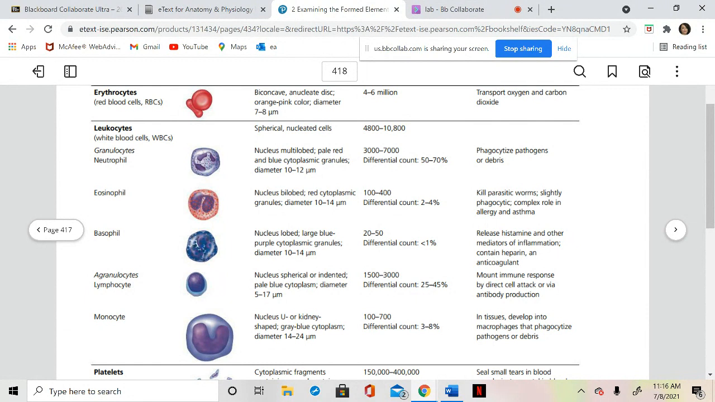Leukocytes are the white cells. The most numerous leukocytes are the neutrophils. You cannot miss the histology for neutrophil. The nucleus is multi-lobed, and they are granulated. They have like three types of granulation. Granulated leukocytes: we have the neutrophil, eosinophil, and basophil. As you can see, the lymphocyte and monocyte don't have granulation, those little dots inside of their cytoplasm.